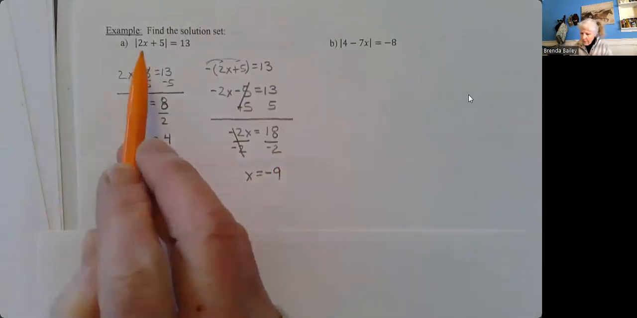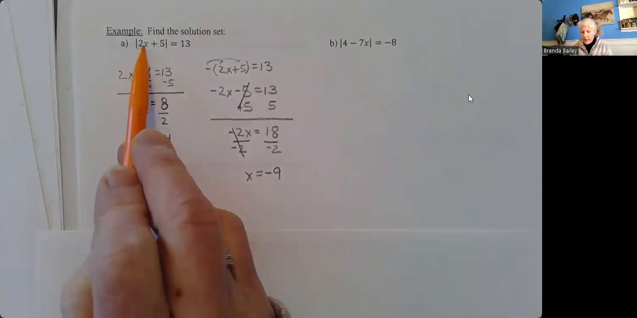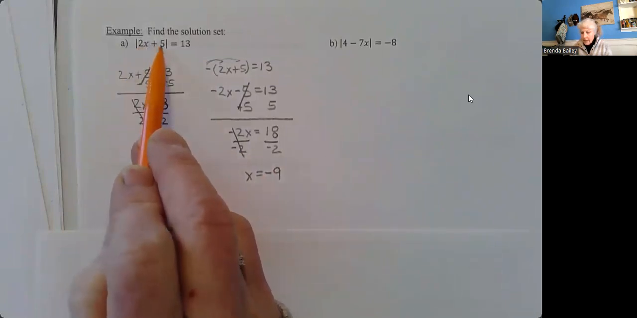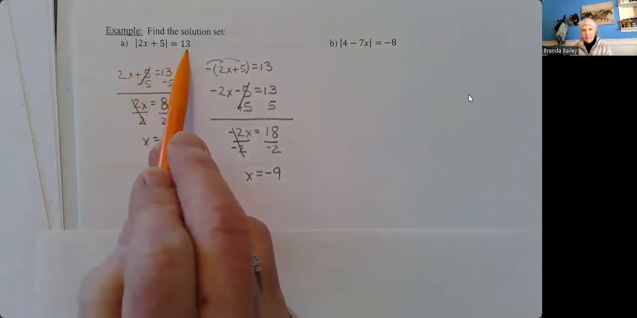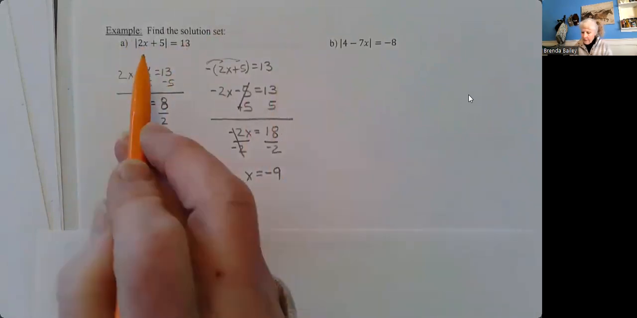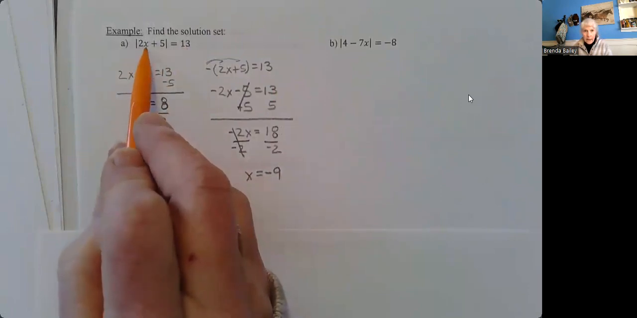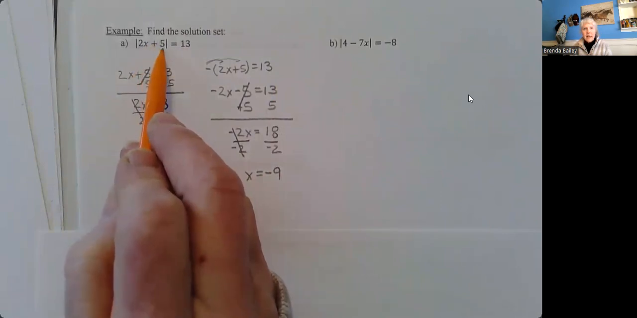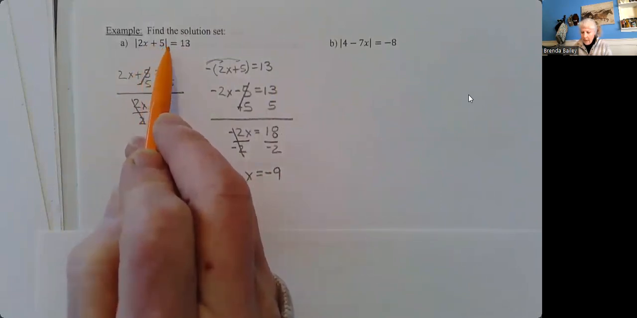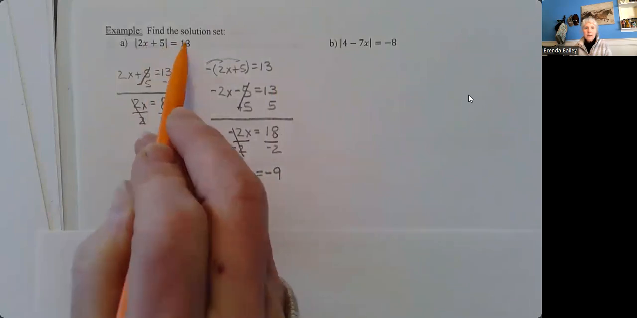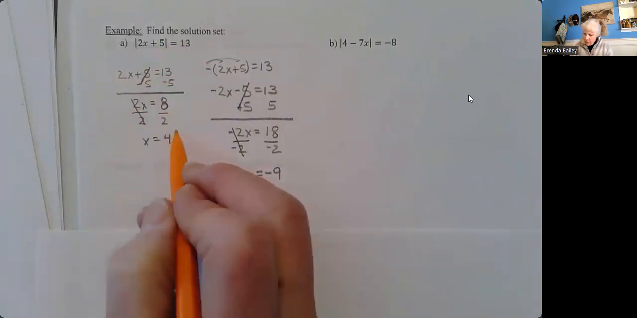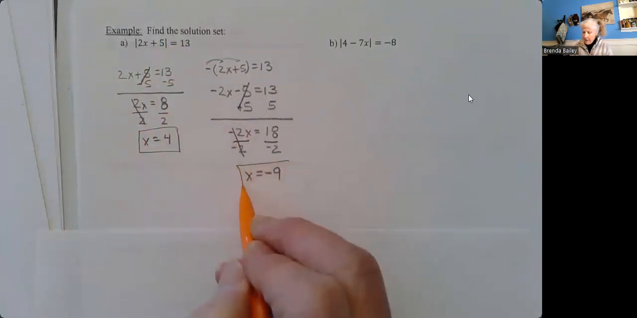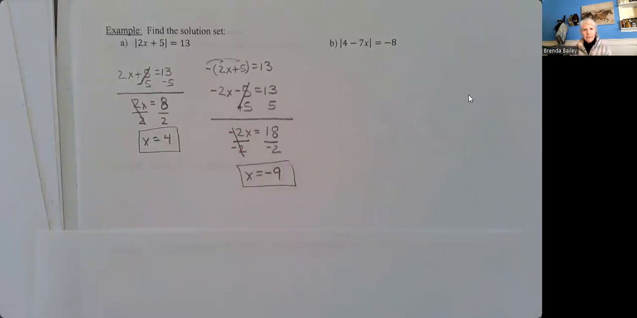You put in 4. 2 times 4 is 8, plus 5 is 13. The absolute value of 13 is 13. Put in a -9. 2 times a -9 is a -18, plus 5 is a -13. The absolute value is 13. So both of those solutions work. -9 and 4. Perfect. All right, let's go through B.